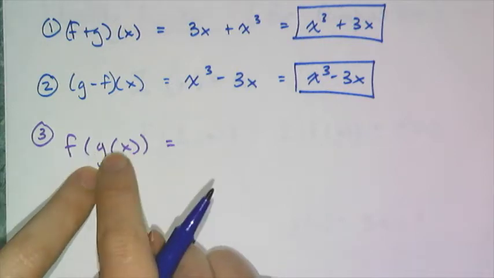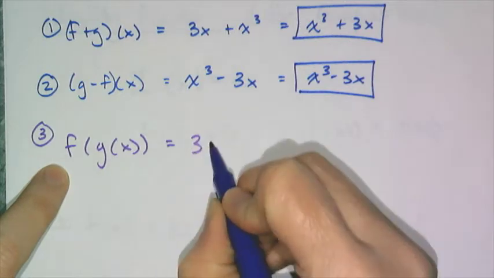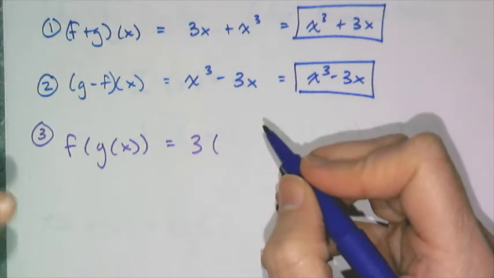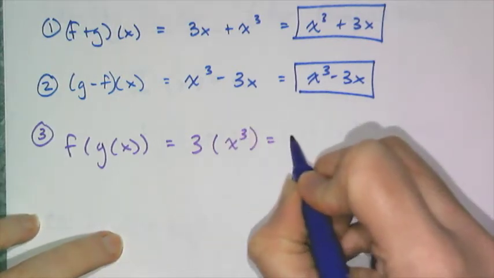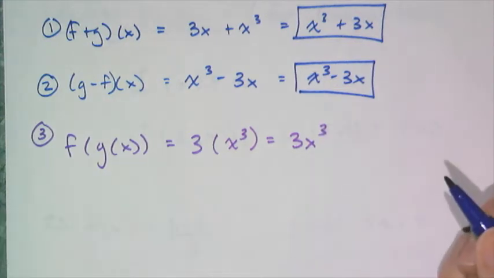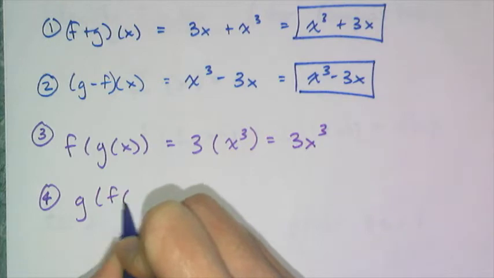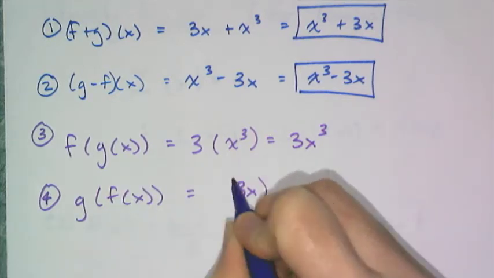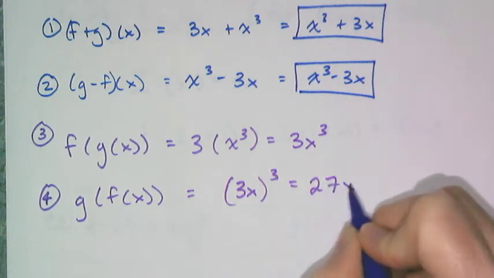So that means I'm going to plug g of x into f of x. And so wherever I had x in f of x, which was just 3x, I have to plug in g of x, which is x cubed. So then I just get 3x cubed. Now if I swap the order and say g of f of x, f of x was just 3x, g of x is a cubing, and so I get 27x cubed.